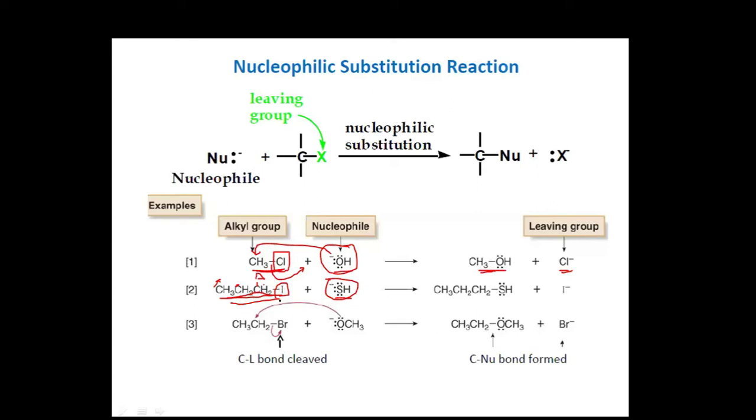Heterolytic cleavage. It is heterolytic, not homolytic. If it is homolytic, then you won't get I minus. Instead, you will get I dot. That is free radical formation.